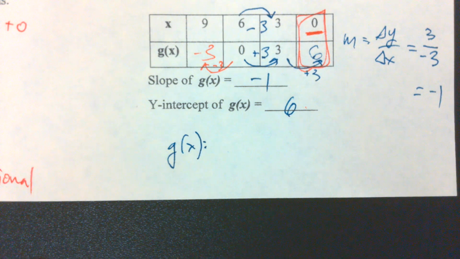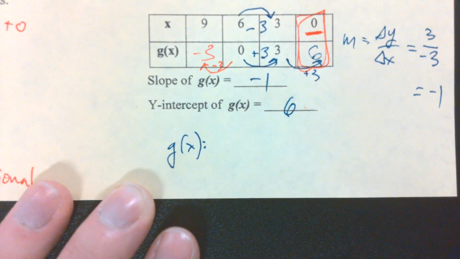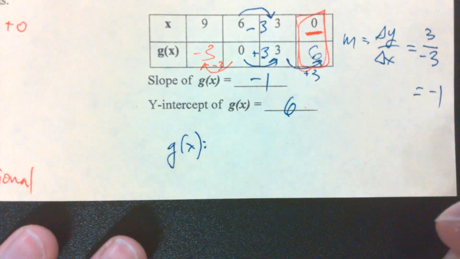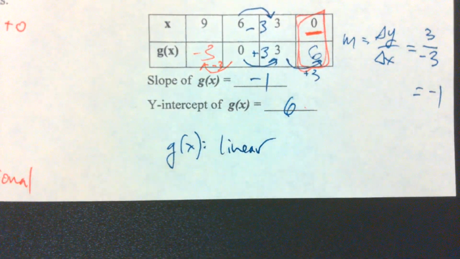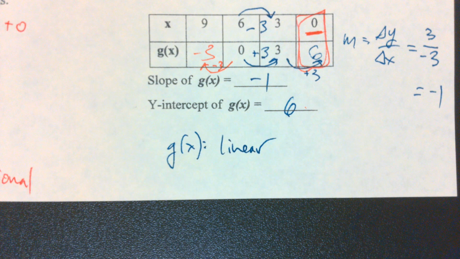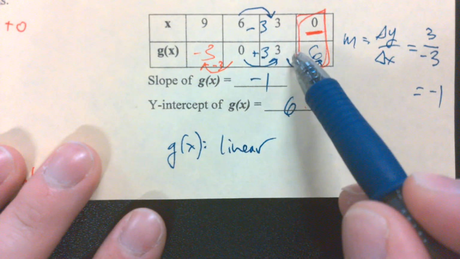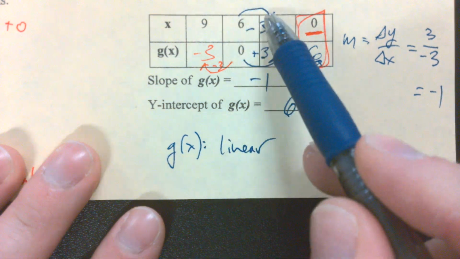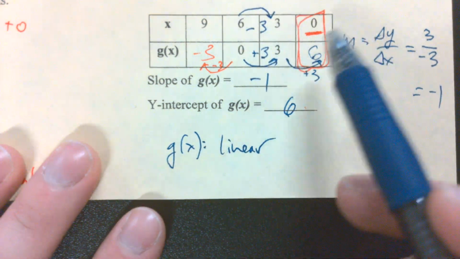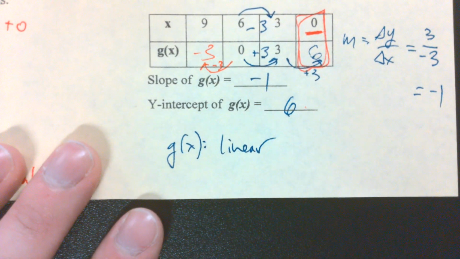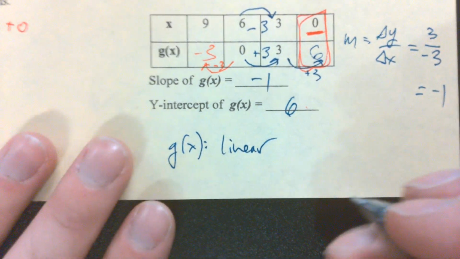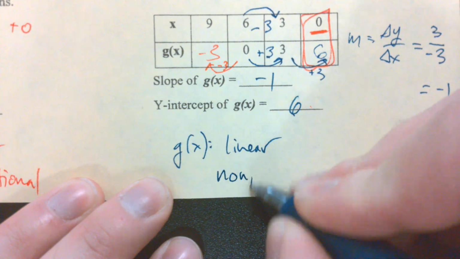Is this linear or nonlinear? It's going to be linear. Even if you don't want to write the equation, we know that it's linear because we could find a constant change in x and a constant change in y. That means we have a slope. That means that this is linear. But is it proportional or non-proportional? Non-proportional.